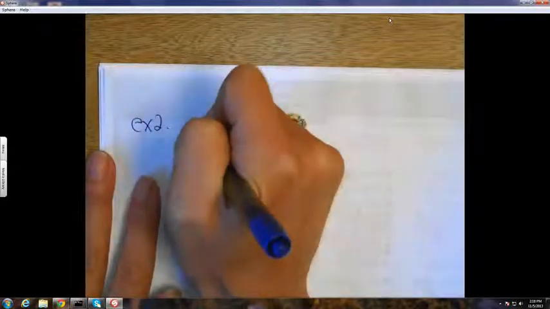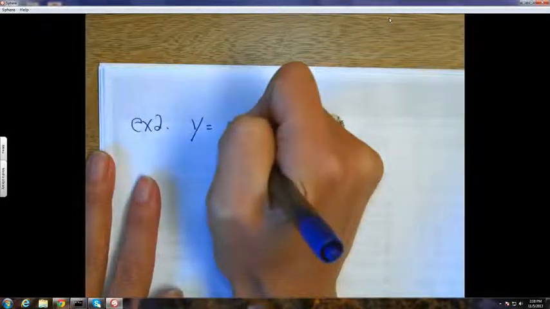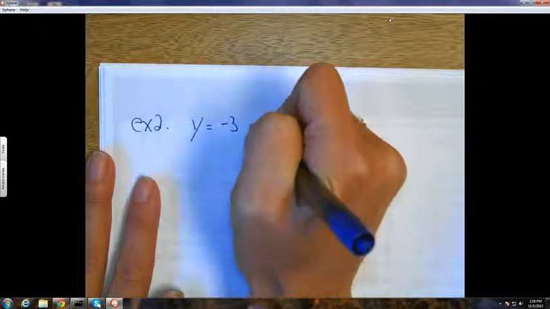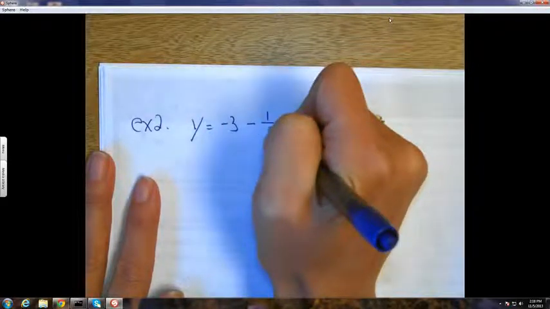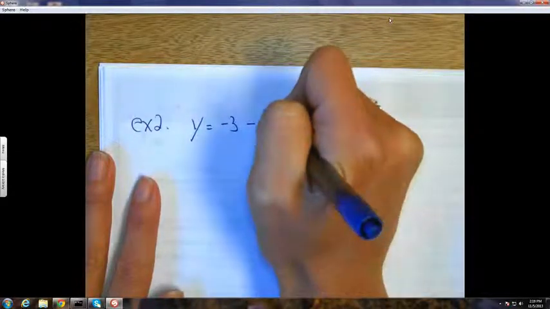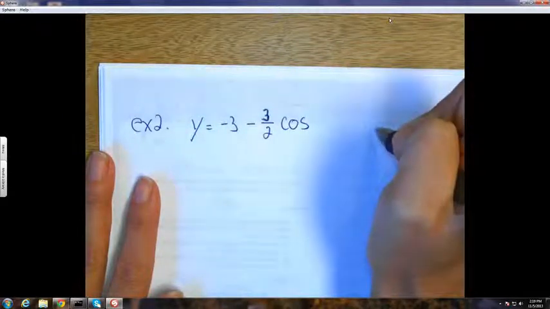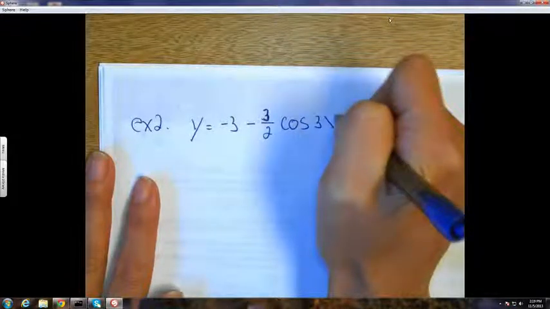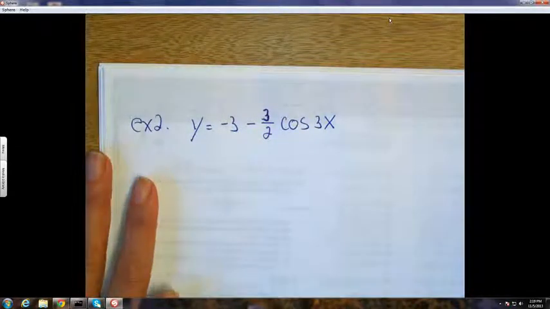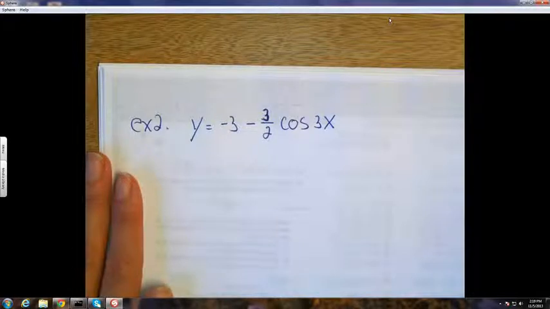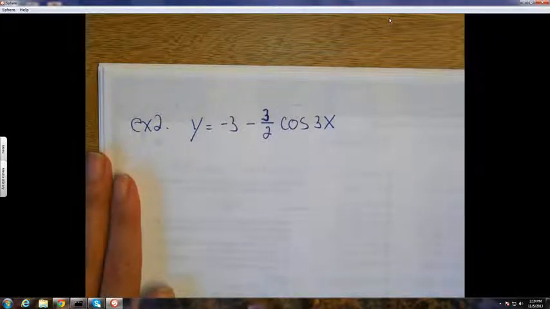Okay, number 2. Let's go negative 3 minus 1/2. No, let's go minus 3/2 cosine 3x. Okay, so pick out your 3 things we got going on first. Once you got those 3 things, then we go to the table.